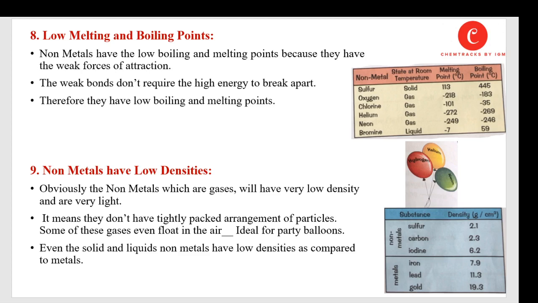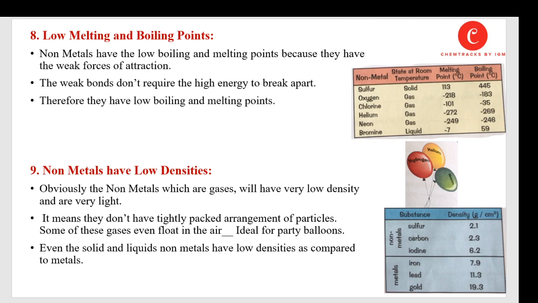As you can see from the diagram, sulfur is solid at room temperature and its melting point is 113 and boiling point is 444 degrees centigrade. While oxygen, chlorine and helium, neon are gases and they have their melting points in minus degrees centigrade, and their boiling points are also in minus, so they have very low melting and boiling points.